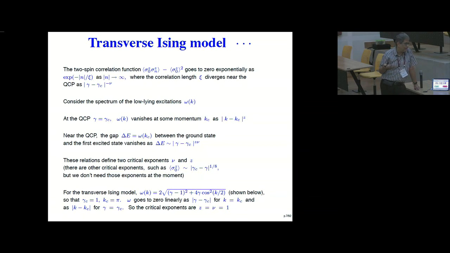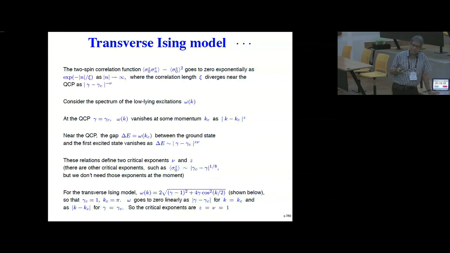Now, where do you get the other exponent z that I talked about? To get that, you have to look at the spectrum of the low-lying excitations. Let's say they have an energy which is omega of k. In this entire talk, almost everywhere, Planck's constant is 1, so the energy is h-bar omega, but that's just omega. Now exactly at the critical point, gamma equal to gamma c, this omega will vanish at some momentum kc as k minus kc to the power z. You remember that in the classical model, there's a scaling relation between the correlation time and the correlation length, where one of them was the zth power of the other. In the quantum model, that's replaced by the statement that energy scales as momentum to the power z. It's very similar: time versus distance, and here omega versus momentum, energy versus momentum.